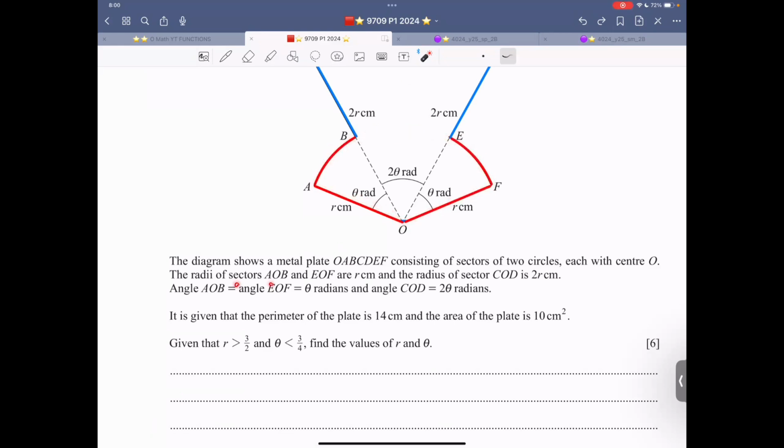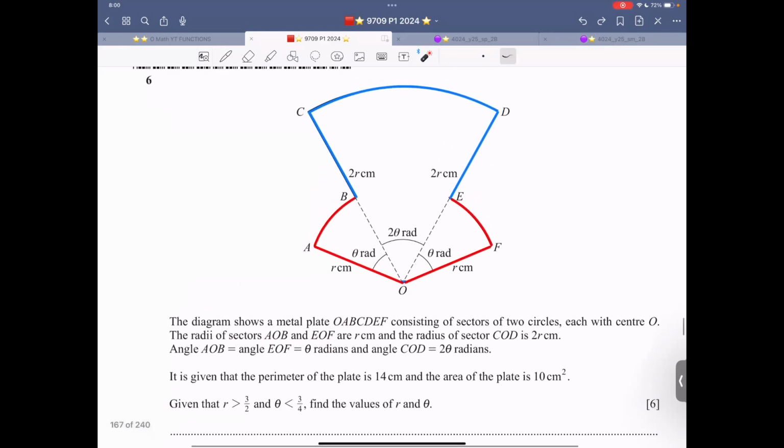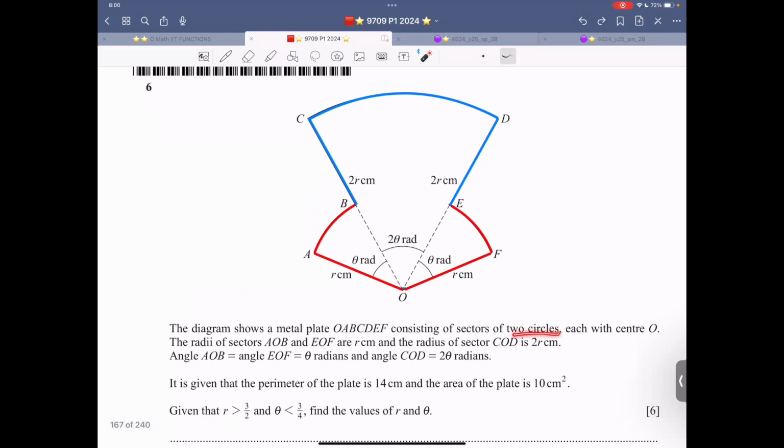The radii of sectors AOB and EOF, two circles. Sectors are 3, circles are 2. So this is one circle, center O, and this thing, the other circle, is this thing. Of course, the whole circle is not drawn. It's just part of it. So the radius is R, angle is theta.